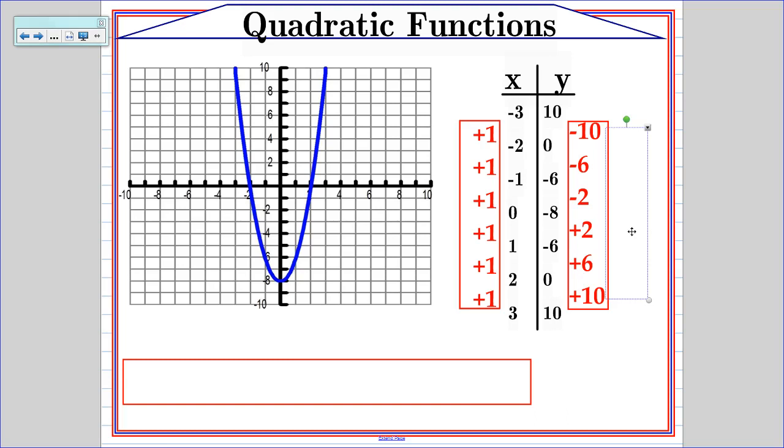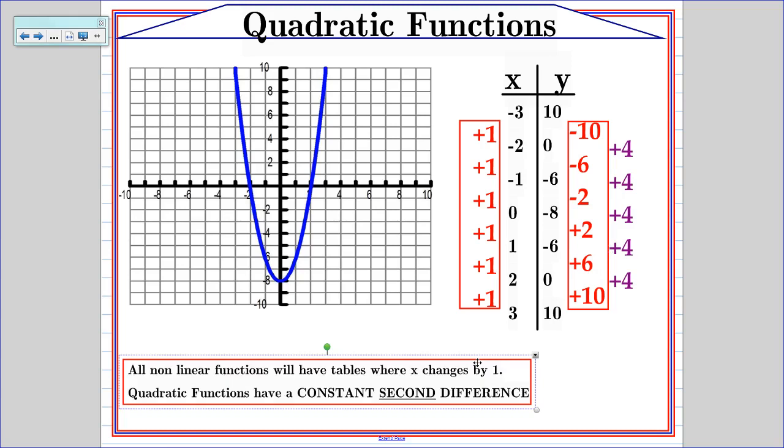Well, we're going to find what's called the second difference. We're going to analyze how the change changes. So how are these red numbers changing? From negative 10 to negative 6, we're adding 4. From negative 6 to negative 2, we're adding 4, and so on and so forth. By golly, they're all the same. So the first difference is not always the same, but the second difference is. That's how we know we have a quadratic function. Quadratic functions have a constant second difference.